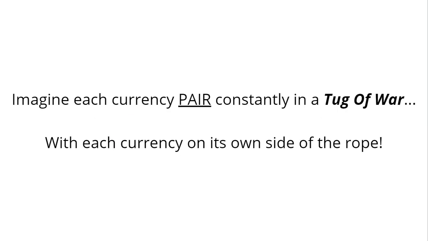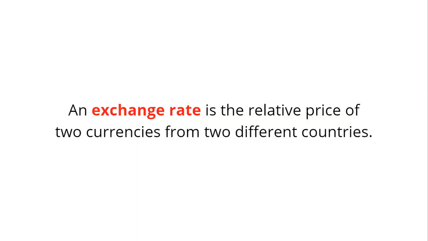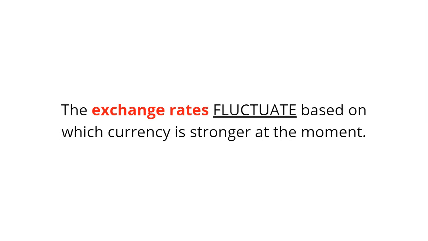Now imagine each currency pair constantly in a tug of war with each currency on its own side of the rope. This is what that would look like. And an exchange rate is the relative price of two currencies from two different countries, right? And the exchange rates fluctuate based on which currency is stronger at the moment.